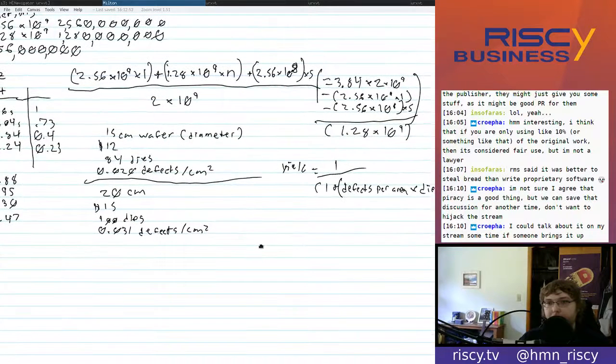So let's think about this. So, I mean, if we know the diameter of the wafer, let me draw a really bad circle here.